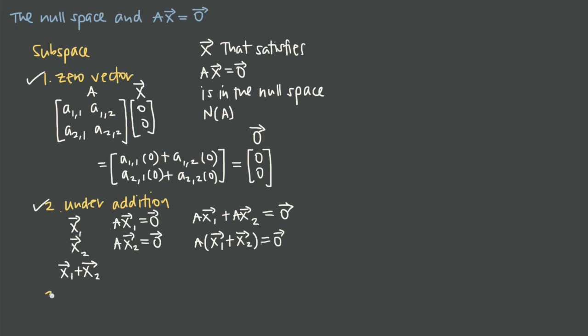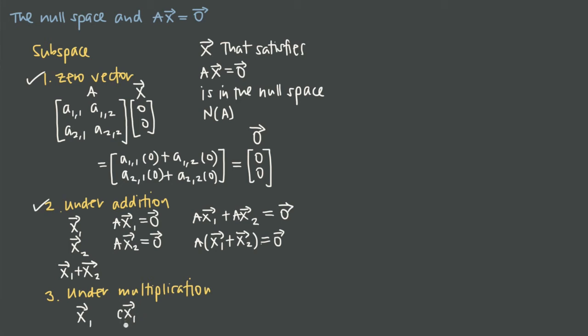And then the last thing we need to show, for the null space to be a subspace, is that it's closed under scalar multiplication. And we'll again go back to properties of matrices. If I pick a vector x sub 1 and say that it's a member of the null space, then I have to show that c times the vector x sub 1 is also going to be in the null space, that this vector is also in the null space.